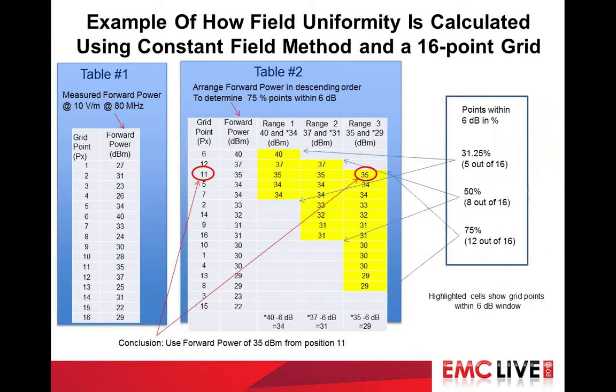This slide shows in tabular data how field uniformity is calculated using the constant field method at one frequency. In this example, 80 megahertz is used and a 16-point grid array is used. Table 1 on the left shows the forward power measured at 80 megahertz for all 16 grid points. Table 2 on the right determines if 75% of the grid points are within 6 dB. Note range 3 has 75% of the grid points within 6 dB. Therefore, you use grid point 11, 35 dBm, for the forward power.